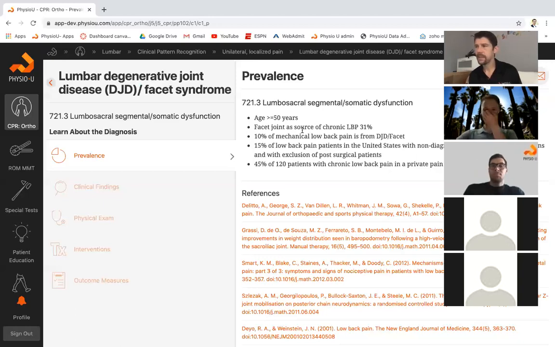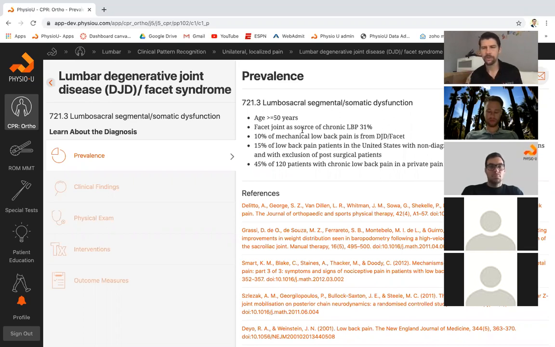Most of the time, it's going to be in the older population, so age greater than 50, especially if we're thinking along the terms of spondylosis. However, there's plenty of people that have facet syndromes that are young, that's not degeneration related. It's related to posture positioning. It's related to maybe a quick movement, a quick shift, and their facet just gets irritated and gets stuck.